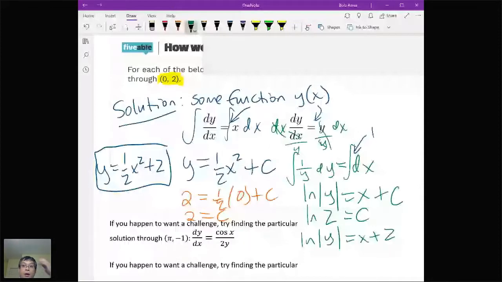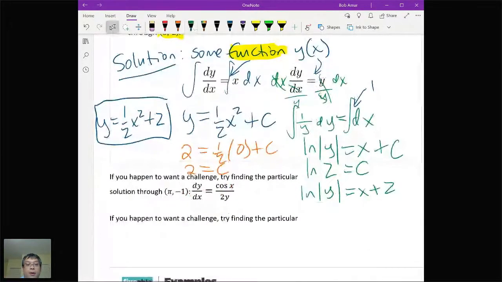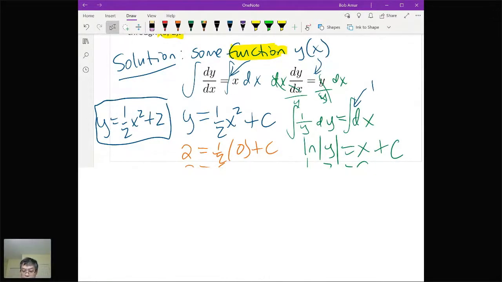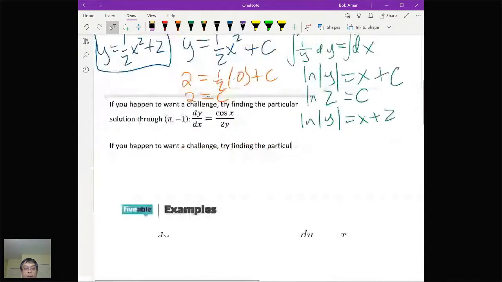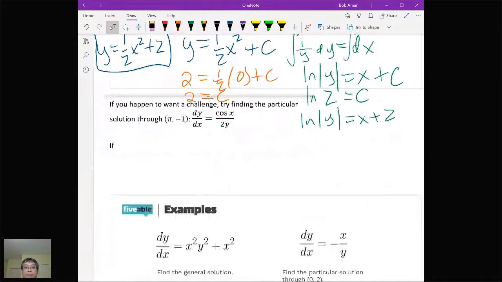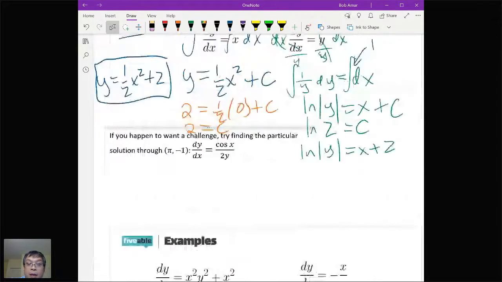But this is not a function. This accepts both positive and negative y's. So to simplify it, I need to isolate the y. My slides are slightly misbehaving here, so let me go ahead and clear that. I'm now going to raise e to both sides. And e to the ln just leaves the absolute value of y, and that leaves e to the x plus ln 2.